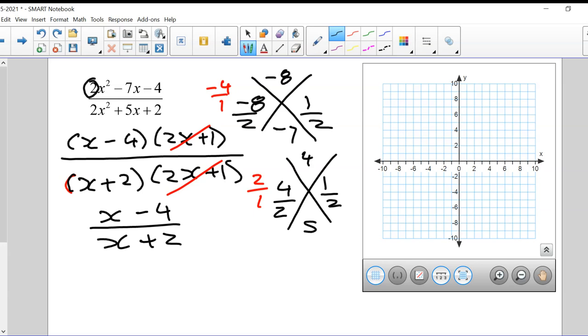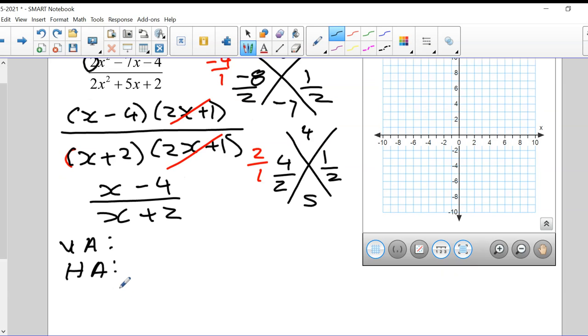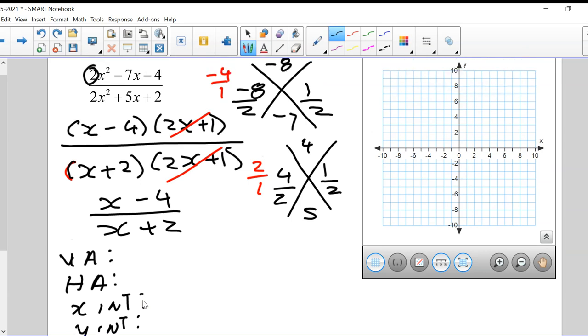Let's start with the VA actually. Where is the VA of this? Where's the HA of this? What about the x and y intercepts? X-intercept and the y-intercept. Let's start, because with all of those things, we should be able to sketch the function, and then we can use the technology to confirm that we get everything right.